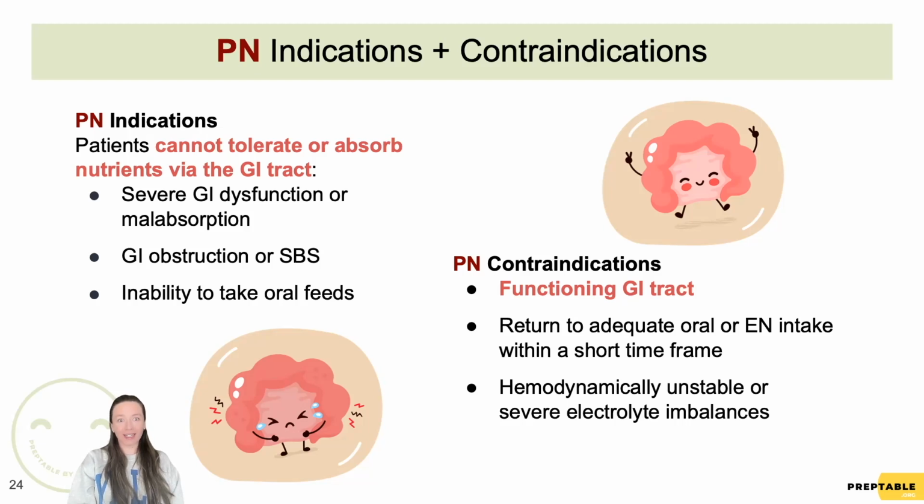Now let's look at those contraindications. Most obviously, our main contraindication is if we have a working GI tract. If the gut works, use it, right? Next, patients with a foreseeable return to adequate oral or EN intake within a short time frame would be contraindicated as well. We are really wanting to avoid these invasive procedures when we can. And then finally, an important one here is patients who are hemodynamically unstable or have severe electrolyte imbalances, which Jolene explained earlier as a contraindication for both EN and PN. It would be very challenging to provide PN to these patients and not cause further problems down the line.